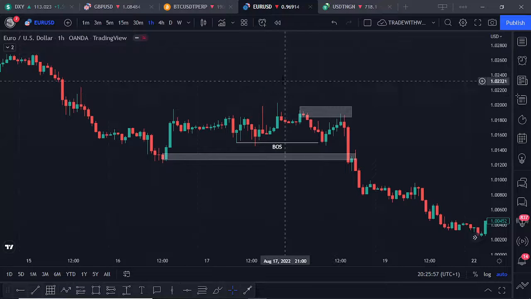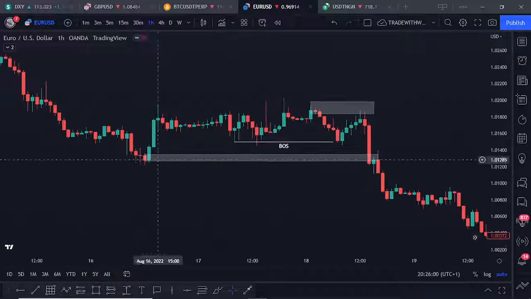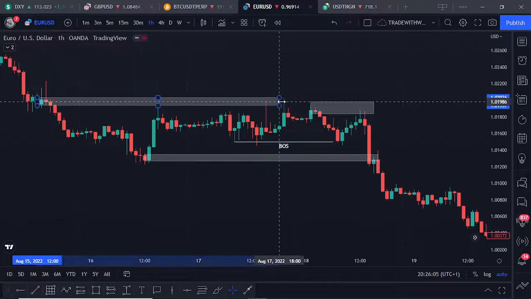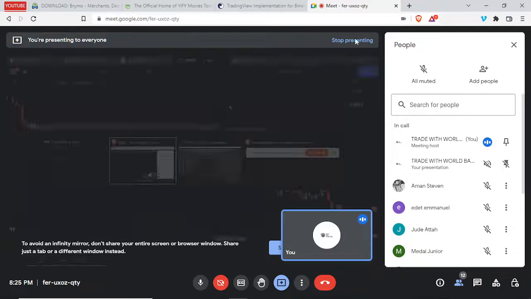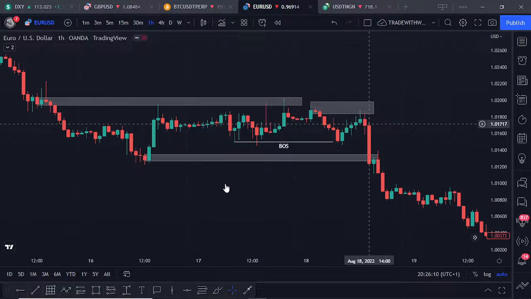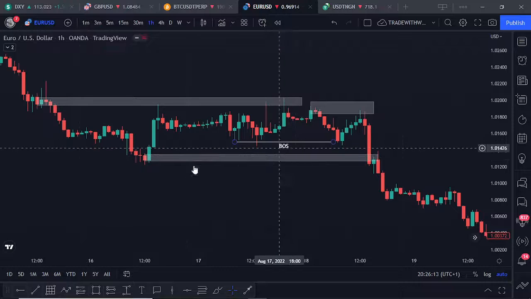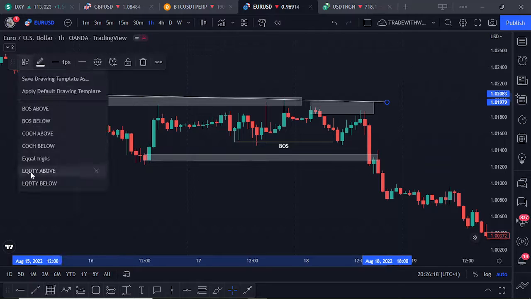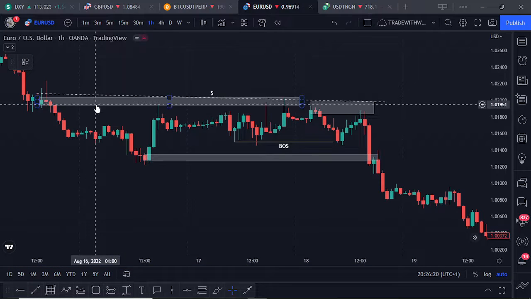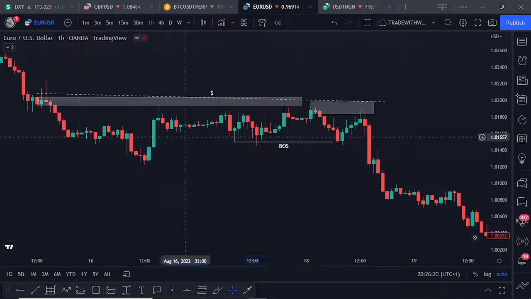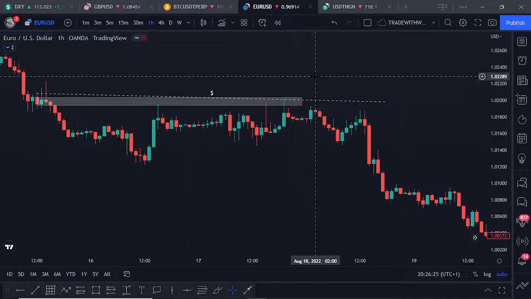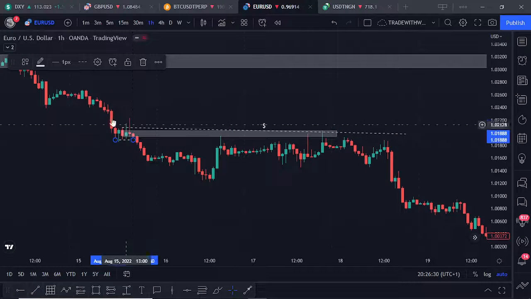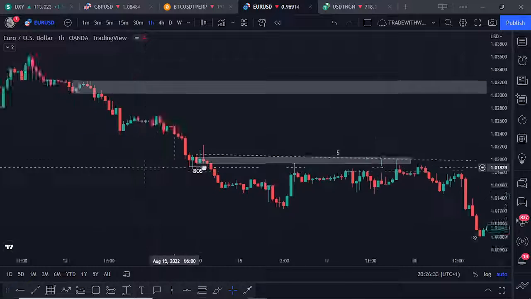Then, what I wanted to also add is when a supply or demand zone has been touched more than once, what has happened? It has created liquidity. You can see that supply zone has been touched more than once. You can see this is the initial supply zone here. We had break of structure here, break of structure below.